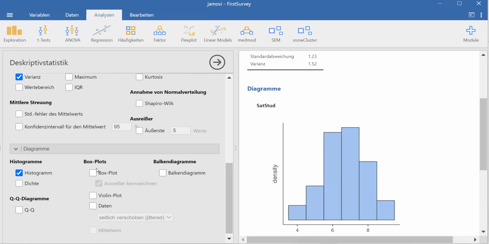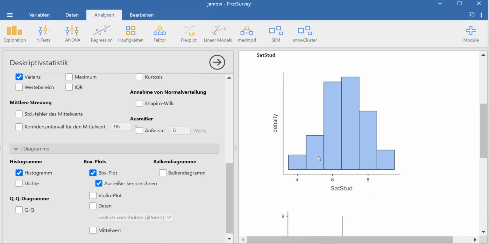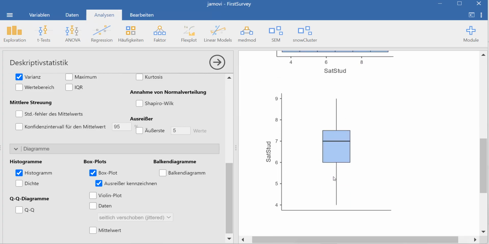So you also could create a box plot. Box plot basically means that you have here on the y-axis the scale. You have values between 4 and 9. And then you have 25% in this area between 6 and 4. Within the box, you have 50% of the values, so 50% of the values between 7.5 and 6. Here the median is at 7. And then you have 25% at the whisker above, so between 7.5 and 8.